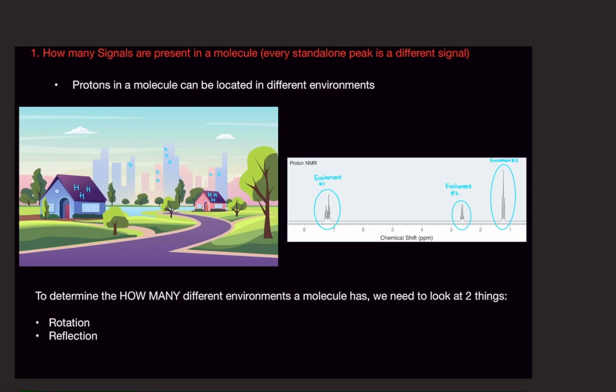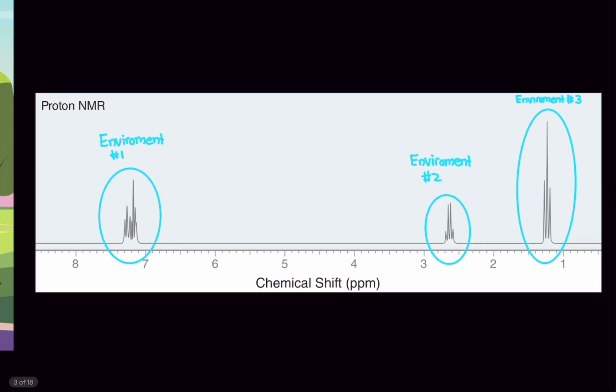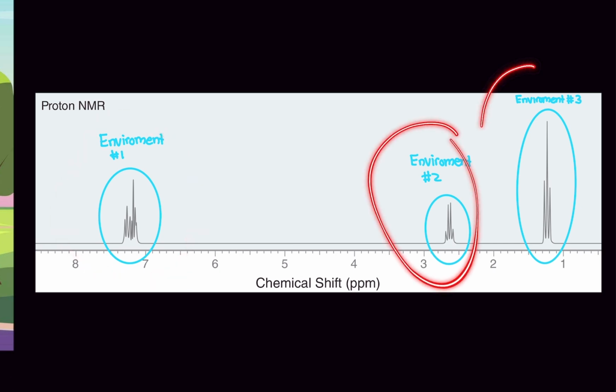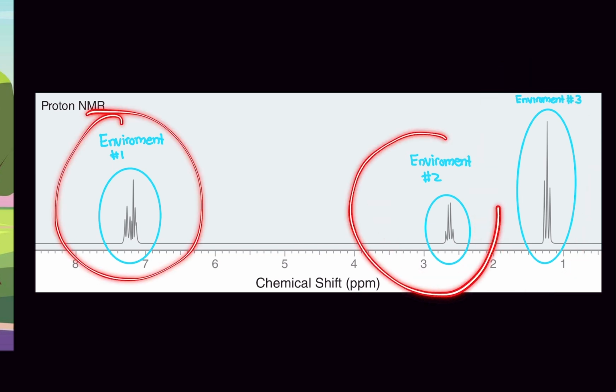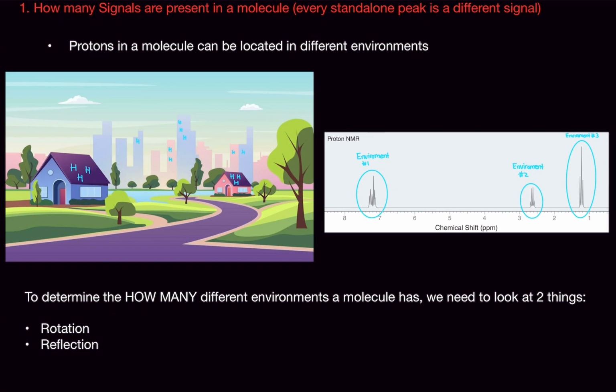So how do we figure this out? Over here on the NMR, the proton NMR, I could say this is environment number 1, this is environment number 2, and this is environment number 3. This is like saying this is the suburbs, this is the urban environment, and this is a rural area. To determine how many different environments a molecule has, we need to look at 2 things. One is the rotation, number 2 is the reflection.